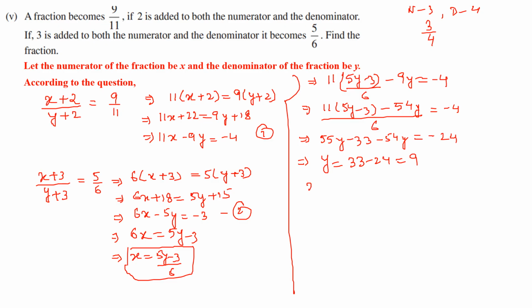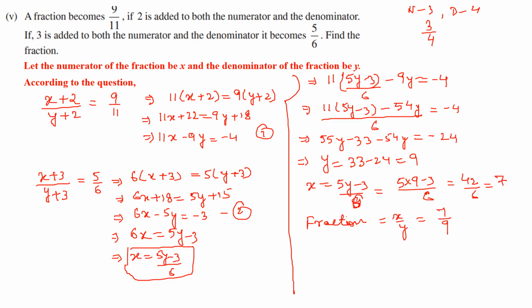Now let's get the value of x. So x is 5y minus 3 by 6. So 5 into 9 minus 3 by 6. Okay. So 45 minus 3 is 42 by 6, which will give me 7. So the fraction will be, see, I have taken numerator x and denominator y, isn't it? So the fraction is x by y, which is 7 by 9. So this is your answer. Fraction is x by y, which is 7 by 9.